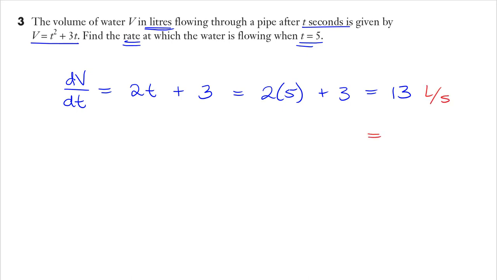An alternate way of writing that, which we looked at in the tutorial video I did earlier today, is 13 litres per second, and we can do the per second with a -1 next to the s.